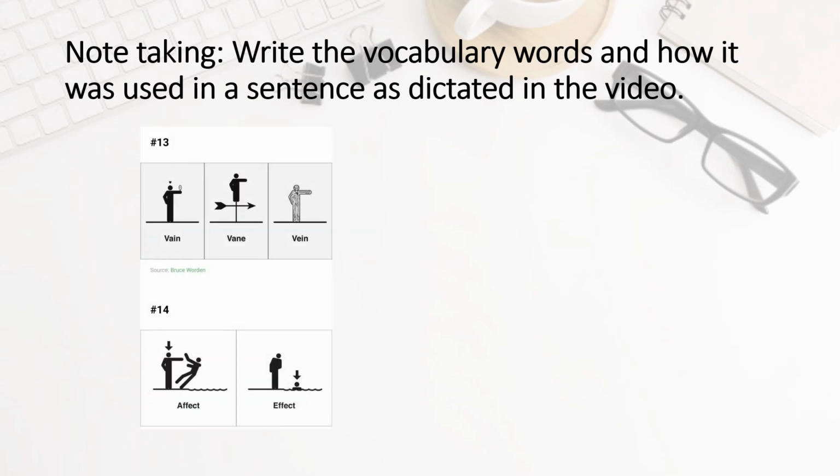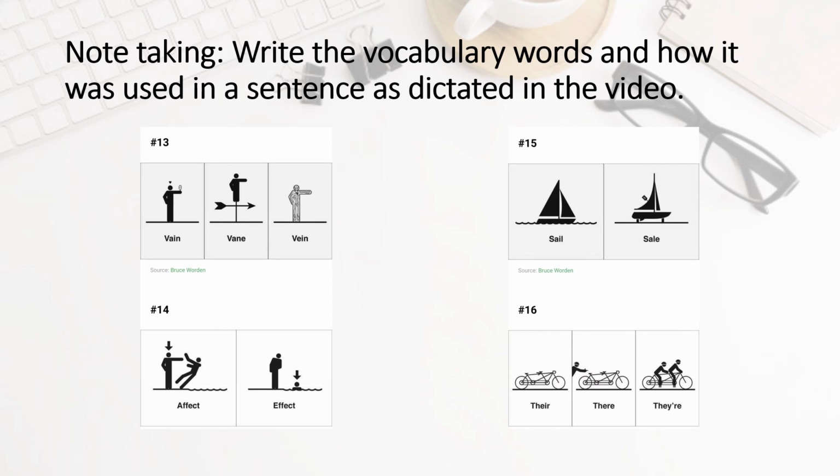Example number 14, affect and effect. The sentences are the following. I am not affected by what you do. Next, effect: This is the effect of what you did to me.